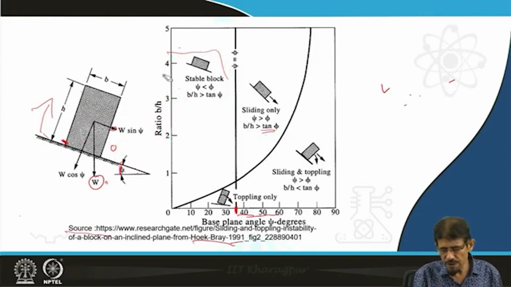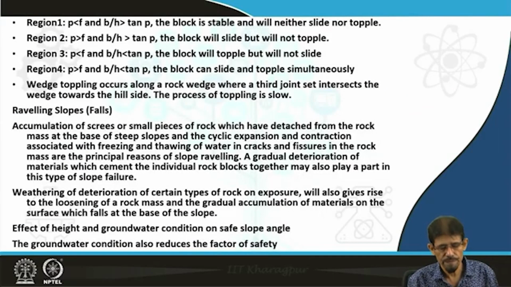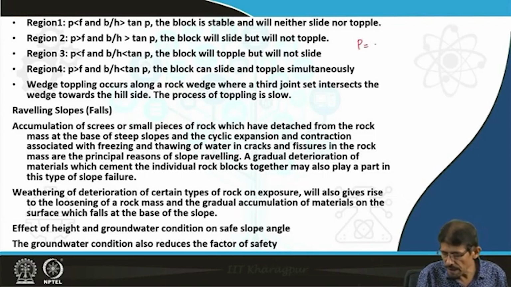So in this way we can see when the block is showing sliding, when it is showing toppling, when it is showing both sliding and toppling, and when it is in a stable condition, based on the angle, representing the angle with b and h, the angle of friction, and the base plane angle. Here the regions we have already discussed: region 1, region 2, region 3, region 4. Here the block is sliding and toppling, and this p is representing phi.